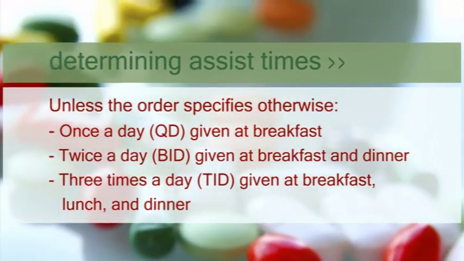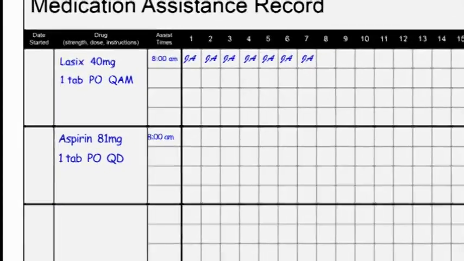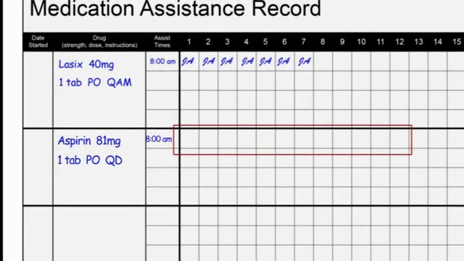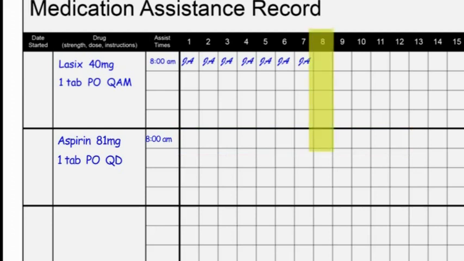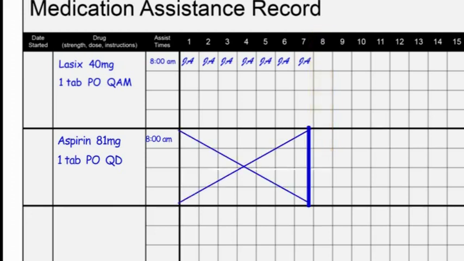Now, as we already discussed, the MAR contains boxes for each day of the month. But if you're entering a medication to the MAR after the month has already begun, you will need to indicate where those initials should begin. So in this example, when we are entering the aspirin onto this MAR, if it is the 8th day of the month that we will begin giving the aspirin, we want to put an X or a line through the first 7 days of the month, indicating that this is a new medication order that started on the 8th.